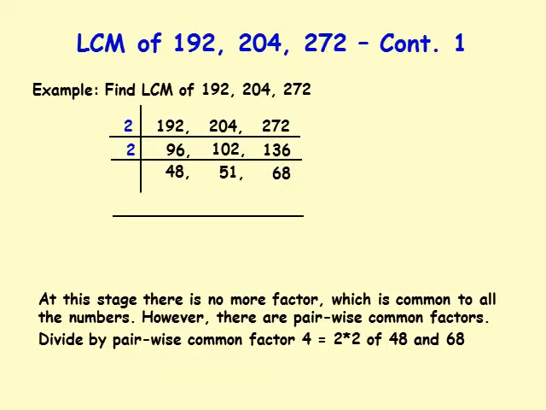Note that again 4 is not a common factor of all three. I could have done it in 2 steps, 2 and 2, I just chose not to do that. So it's a shortcut. Now we'll divide by 4. When I divide 48 by 4, I got 12. 51 is not divisible by 4, we just keep 51. And dividing 68 by 4, I got 17.